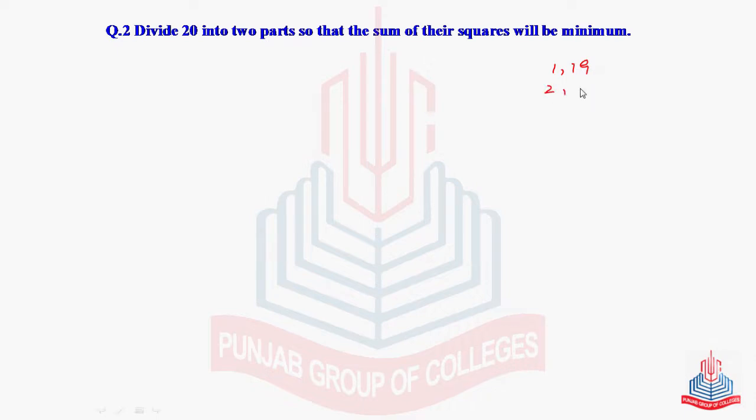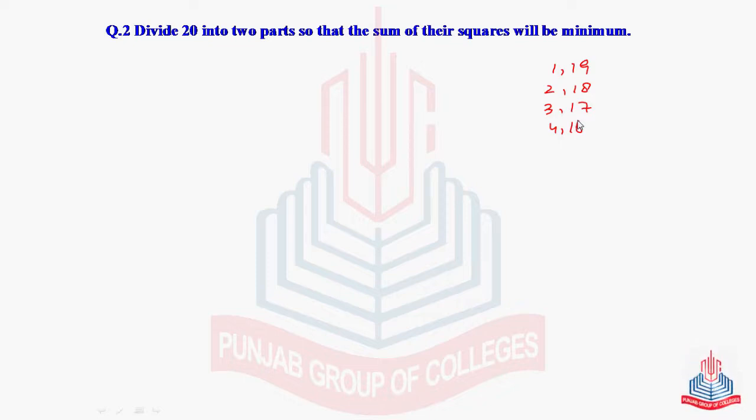Similarly, 2 and 18, 3 and 17, and similarly onward, we can make partitions of 20 in two parts. Now all these numbers, 1 and 19, 2 and 18, 3 and 17, 4 and 16, 5 and 15, and similarly onwards, their sum is 20. But we have to find the two numbers whose sum of the squares will be minimum.